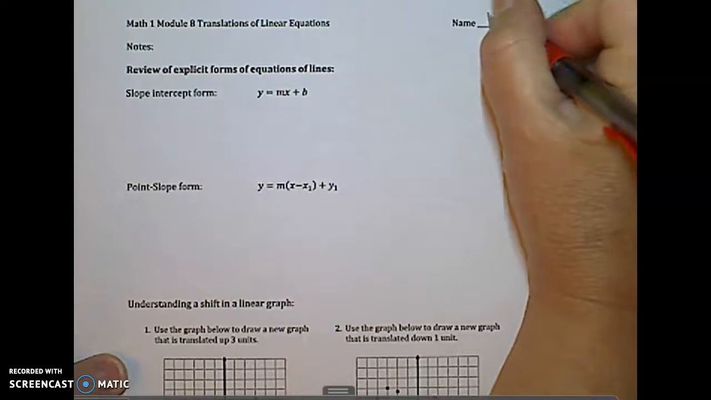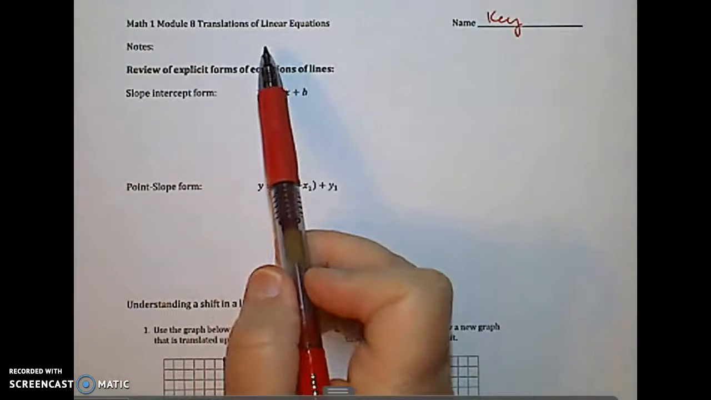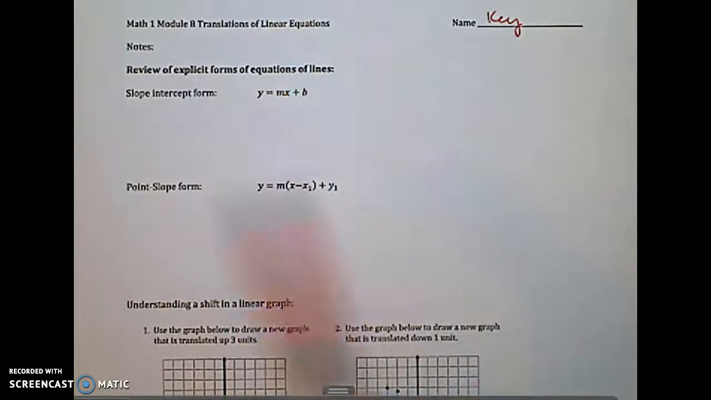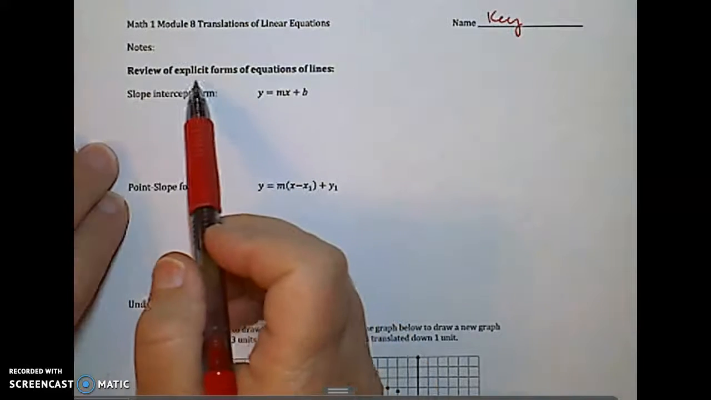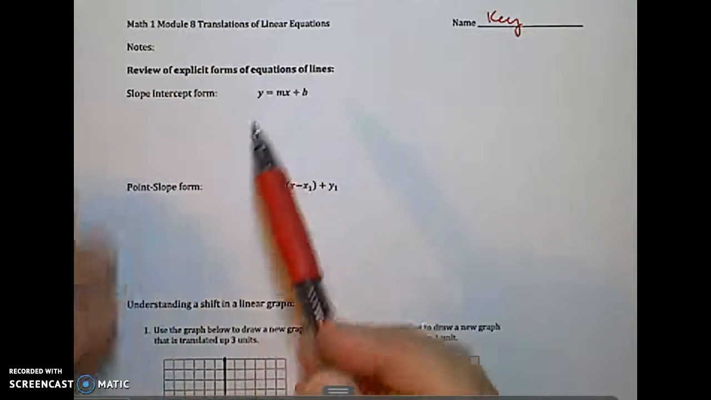Hi Math 1 students. This lesson is going to be on the translations of linear equations. I'm going to go through some notes, a little bit of review, and then an example homework problem. So first of all, what are the explicit forms of equations of lines that we've used?